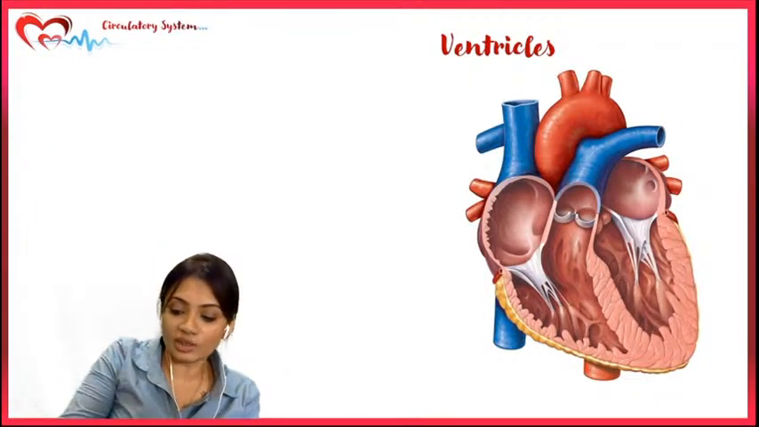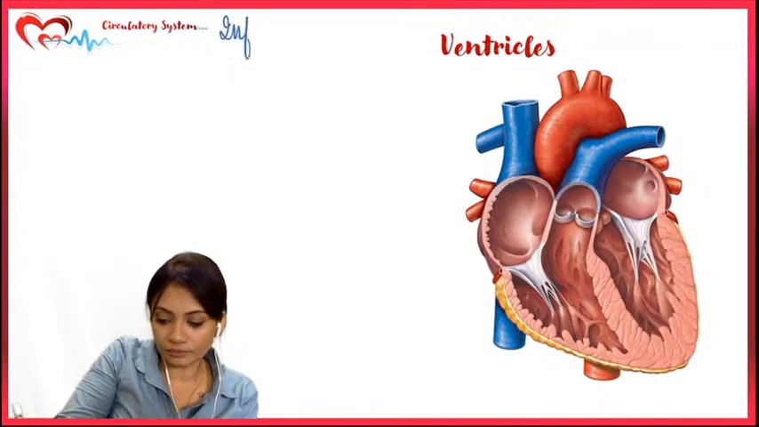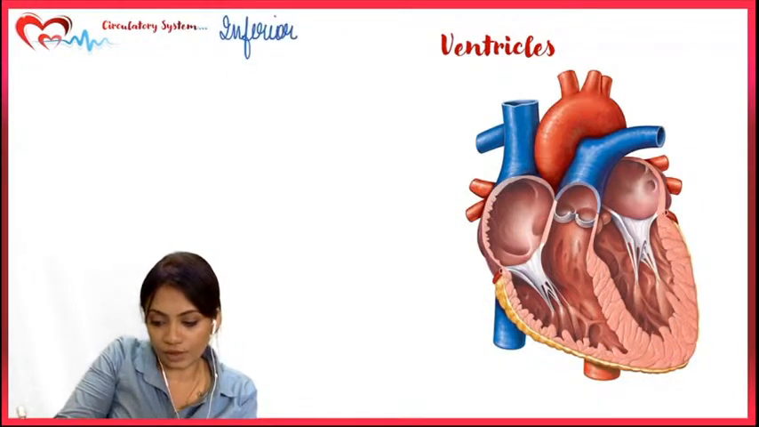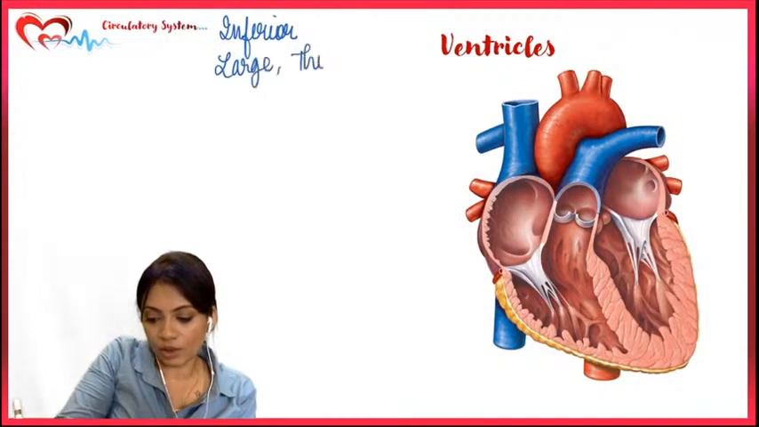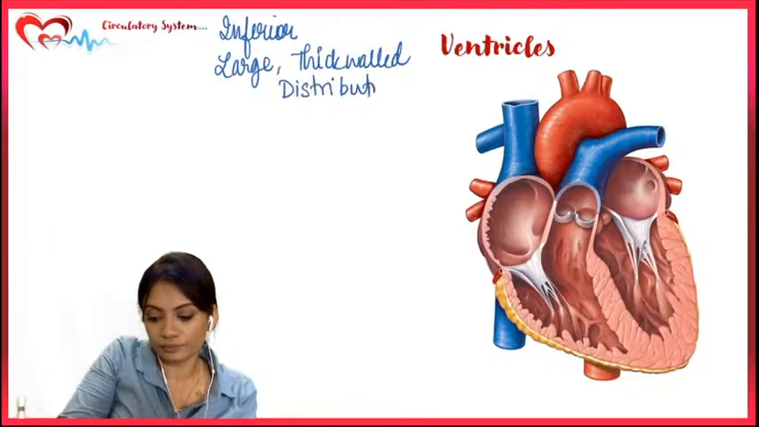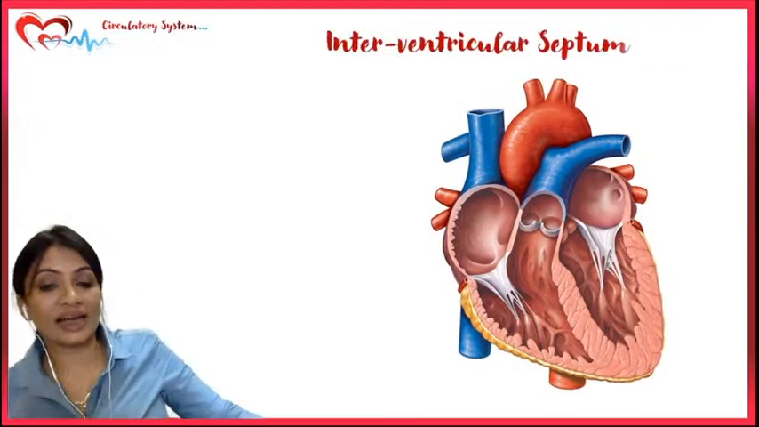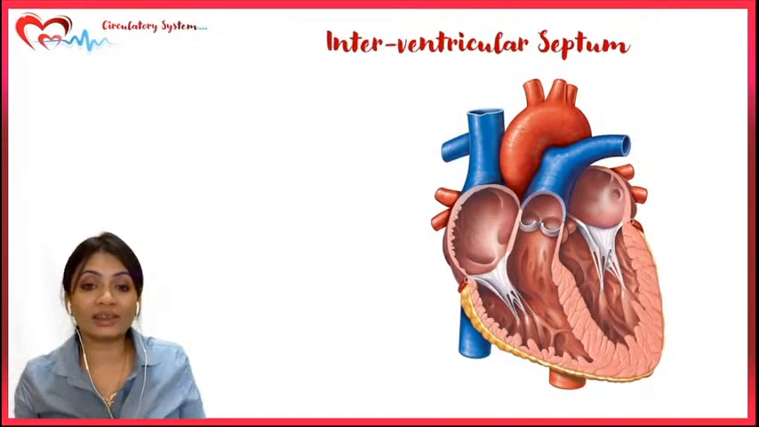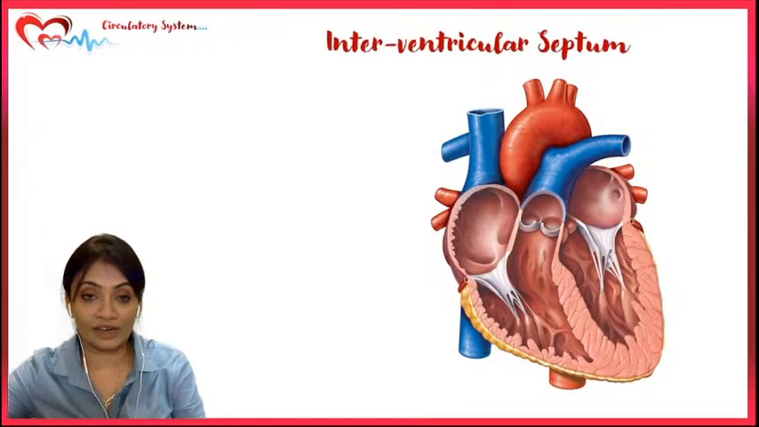So these were inferior, large, thick walled, and distributing chambers. That was all about the basic definition of ventricles.